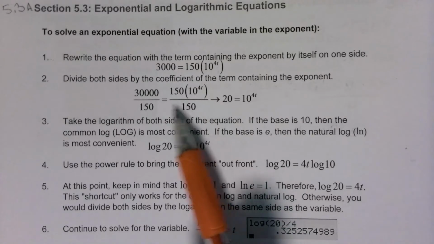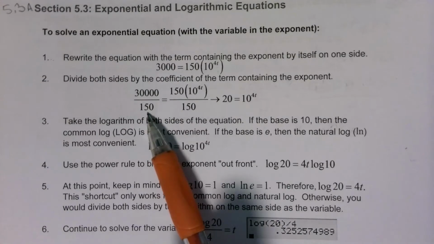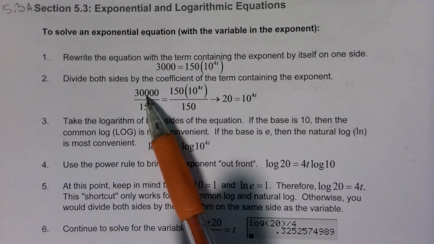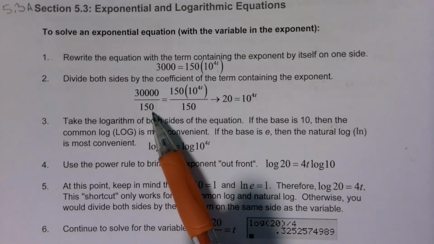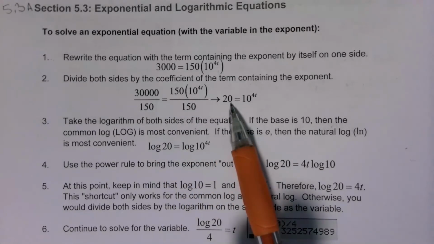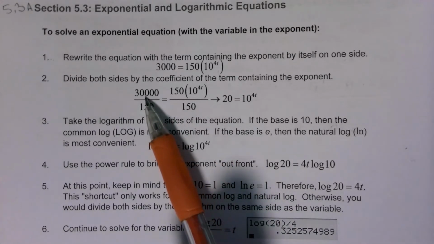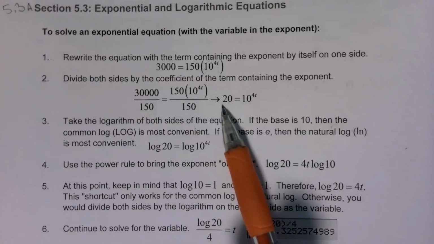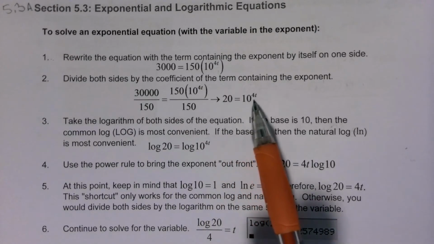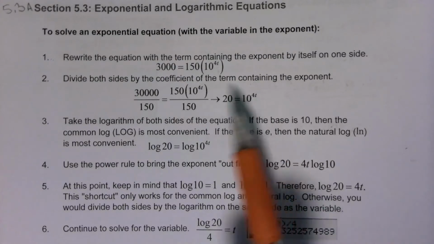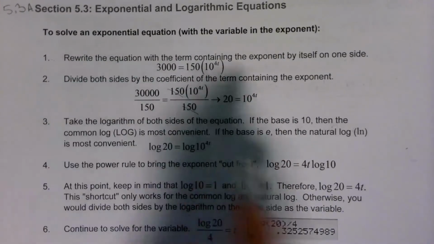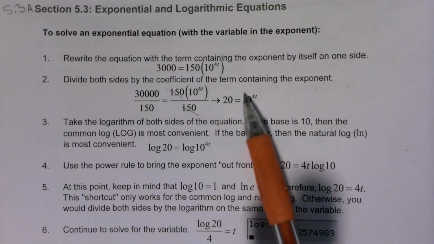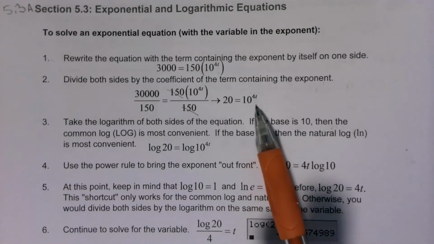So when we divide both sides by that 150, we end up here with 20. Okay, the 30,000 divided by 150 is 20. So we have 20 equals 10 to the 4t power, because the 150s here cancel. And then we've gotten it where our exponential term is by itself. We can't really do anything else to this.